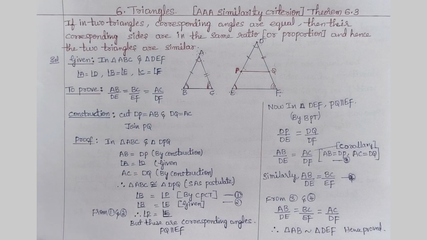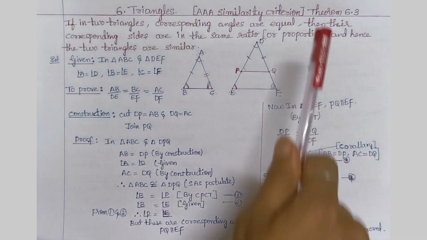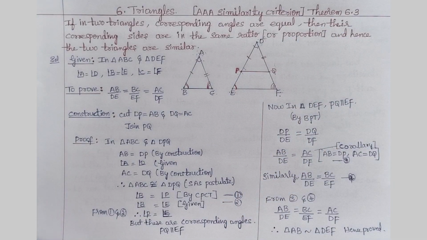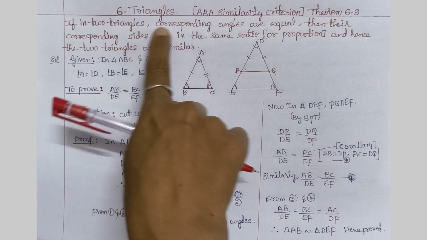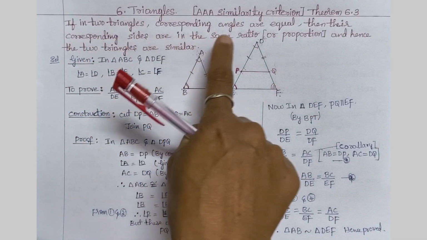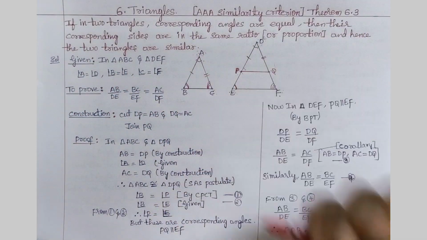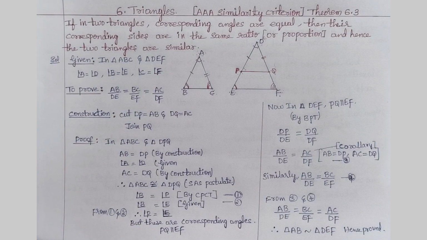Very important theorem. What is the theorem name? Angle similarity criteria. This is theorem 6.3. This is a very important theorem. Let's start. If in two triangles corresponding angles are equal, then their corresponding sides are in the same ratio or proportional. Hence the two triangles are similar. We have to prove this theorem.